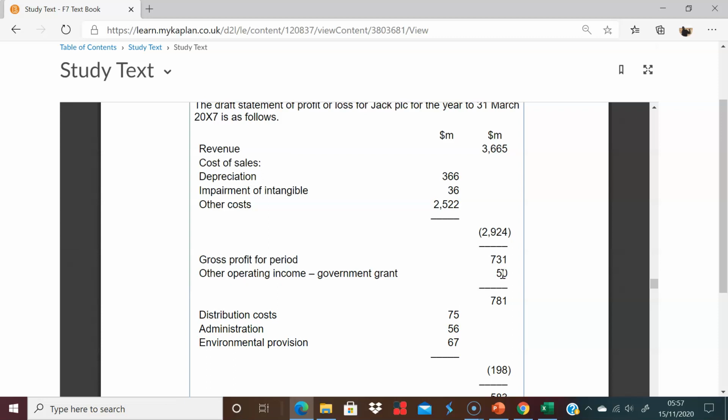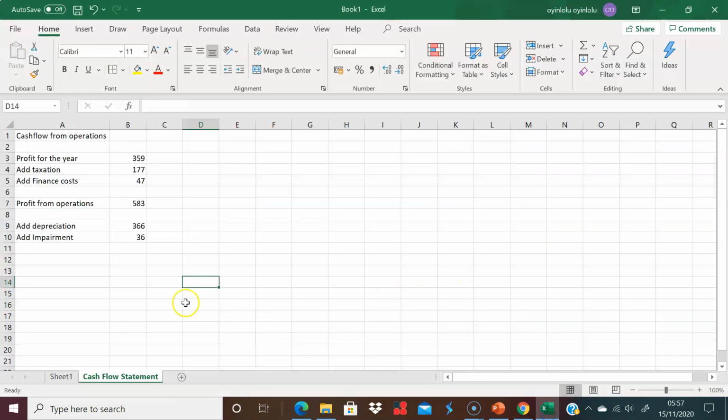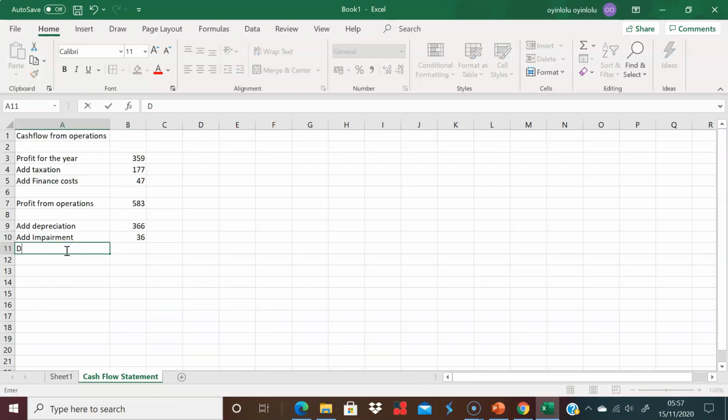So there will be a difference as a result of this 50. So here I have the release of this 50. So I need to deduct that government grant. It's almost like amortizing, like a government grant amortization, because it's like releasing, isn't it? I'll just leave that there, and hopefully that allows a negative, right? So you can see that, right?